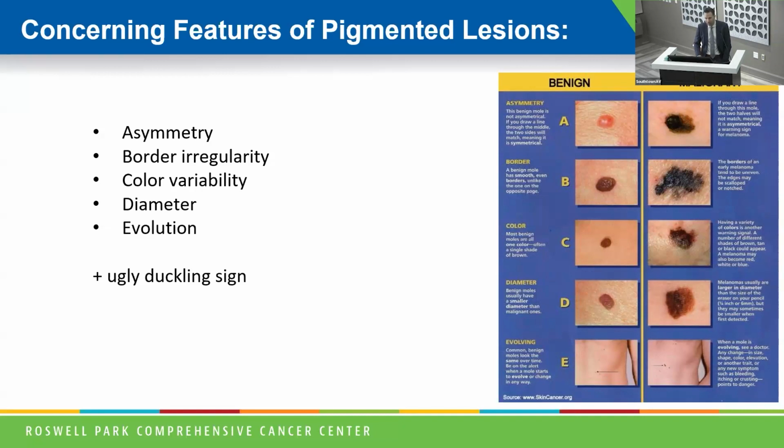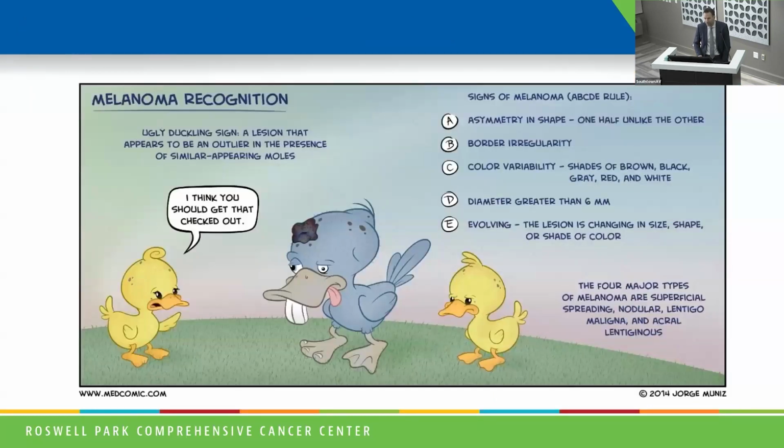Ugly duckling sign means that usually melanomas are going to be singular on someone's skin. So when you see something that's really odd, that stands out of the crowd, that looks very, very different than anything else, obviously that is probably the problem spot that we have to focus on. And this, I think, is a great cartoon about the ugly duckling sign.